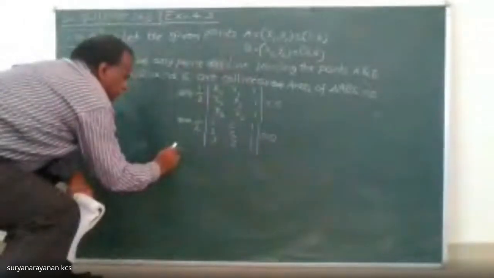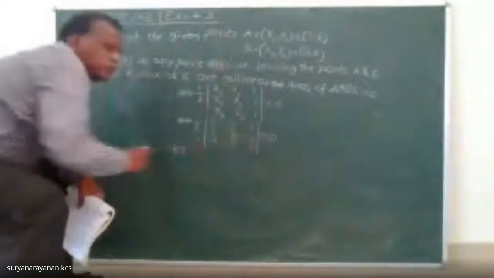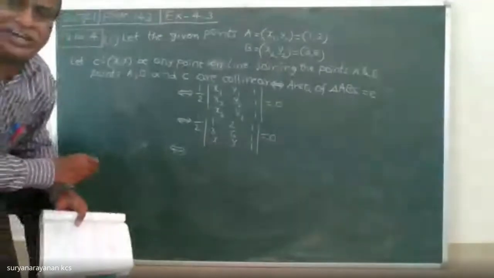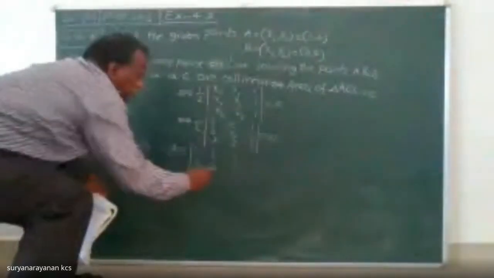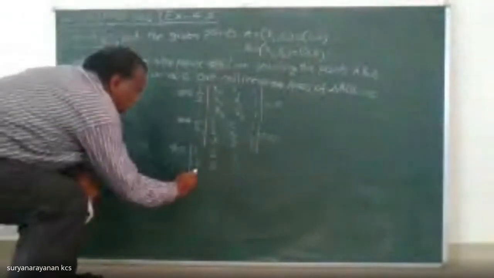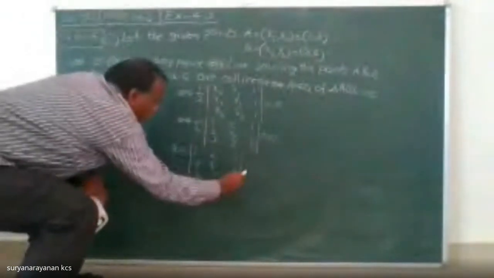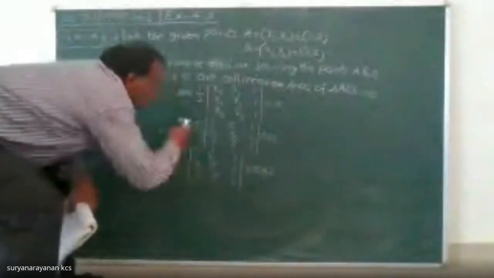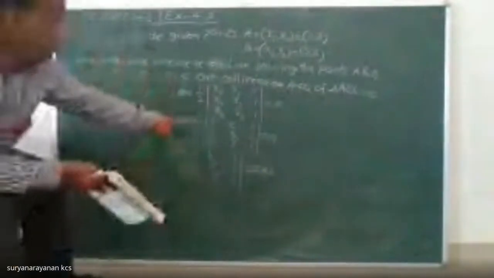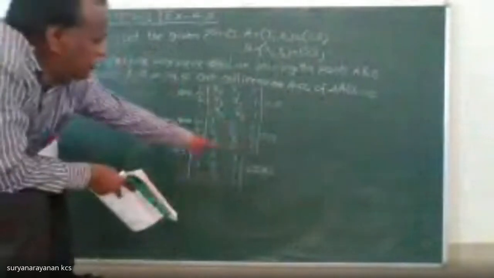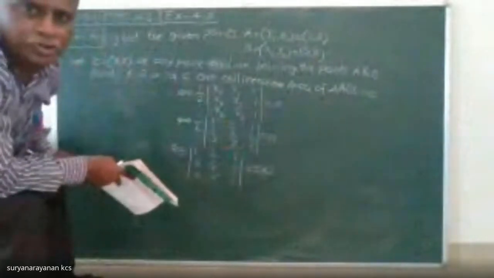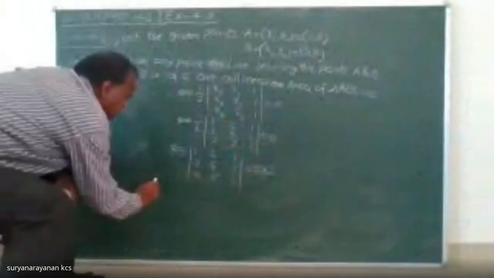This implies if you transpose 1 by 2 to the RHS, then what will you get? The determinant with rows 1, 2, 1; 3, 6, 1; x, y, 1 equals 0 into its reciprocal. If you transpose 1 by 2 to the RHS, we write 0 into its reciprocal, 2 by 1. 2 by 1 is nothing but 2.